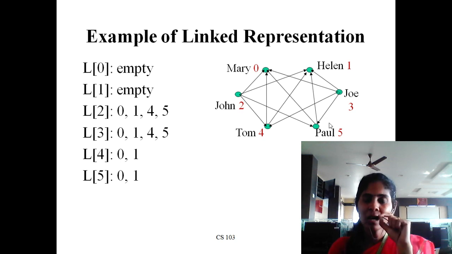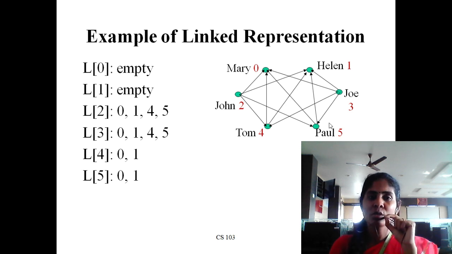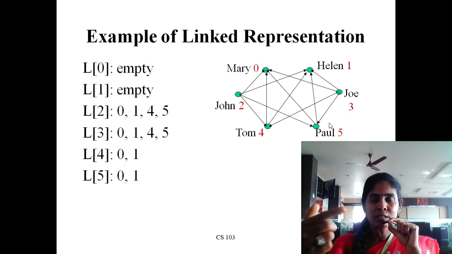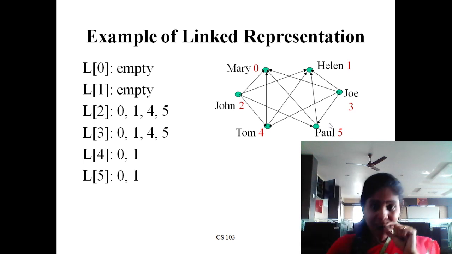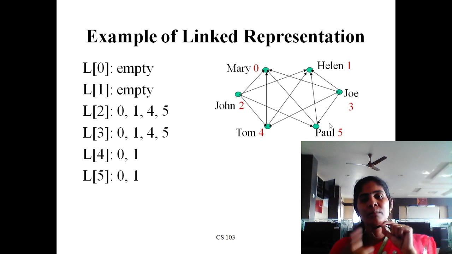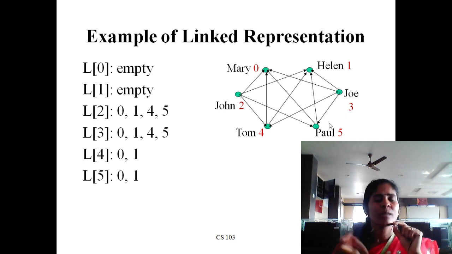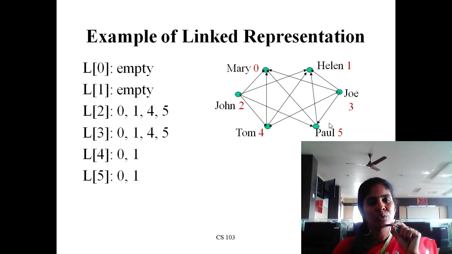We have nodes 0 to 5, so there are 6 nodes available. List 0 is empty. Why is list 0 empty? There is no direct connection from Mary to any other node in the graph, that is Helen, Joe. A direct edge means the arrow mark is towards that particular node, like an arrow mark towards Joe or towards Helen. Here there is no arrow mark from Mary towards Helen and Joe, so the list is empty for Mary.